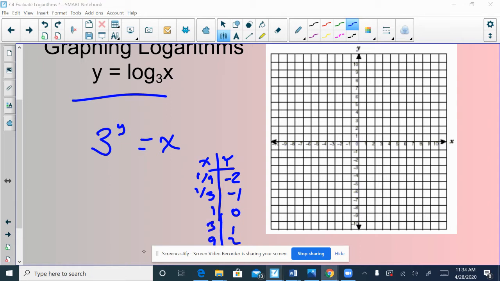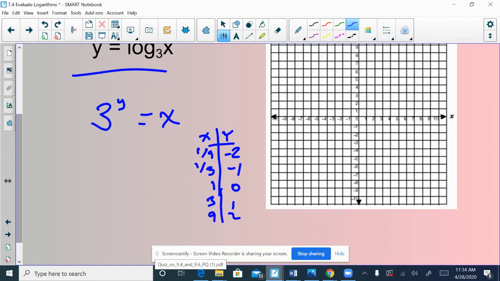At this point, we would graph these and be really mindful that, remember, we've switched our x's and y's, so we have to be careful graphing these. 1/9 is barely over 0. -2 would be right about there. 1/3, -1. 1, 0. 3, 1, and 9, 2. This is actually going to have an asymptote here at 0. It's never going to get below 0. It's just going to approach it forever. We're going to get this equation.